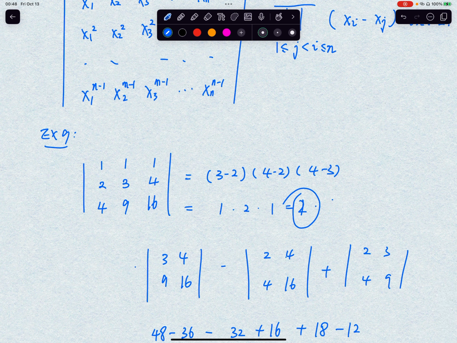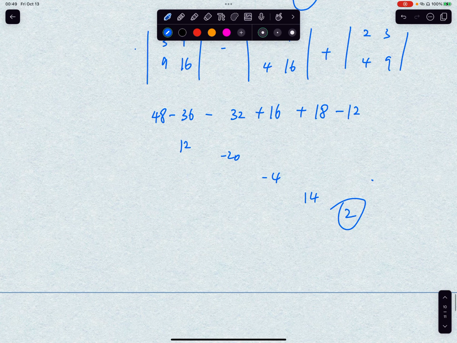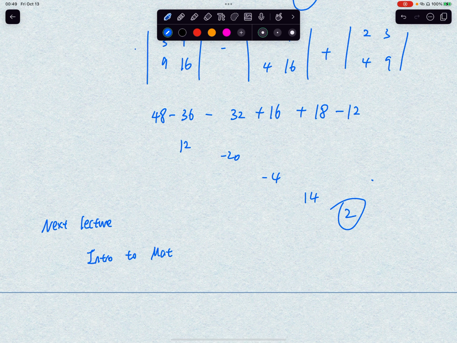Okay, so now that summarizes all the material for the first lecture, which has the topic of the introduction to determinants. And in the next lecture, we shall talk about matrices. So the next lecture is the introduction to matrices.